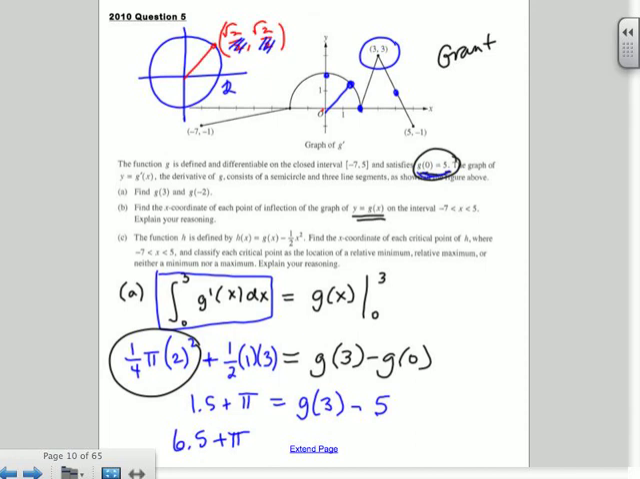What else do you need to check? Endpoints. But in this case, it looks like it was on an open interval. They just said between -7 and 5, not inclusive. See how there's no less than or equal to, so we don't have to check the endpoints on this. Okay?